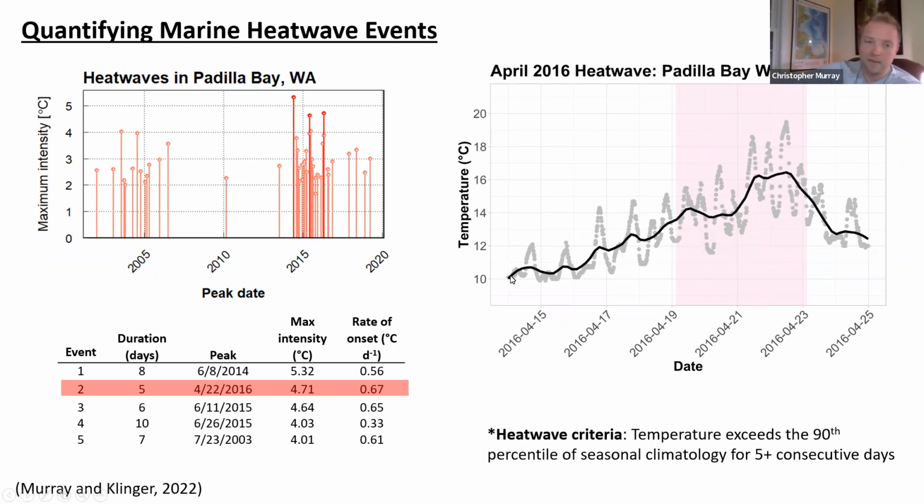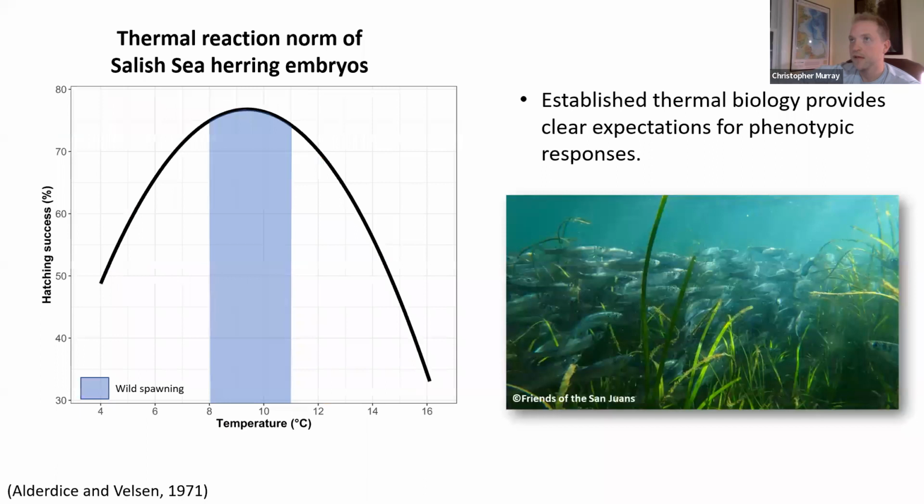So the average temperature went up from 10 degrees on April 14th, all the way up to about 16 degrees on April 21st. With respect to an organism living in this habitat, that is a huge temperature increase and would constitute serious thermal stress for a lot of organisms in that habitat. And particularly for Pacific herring embryos.